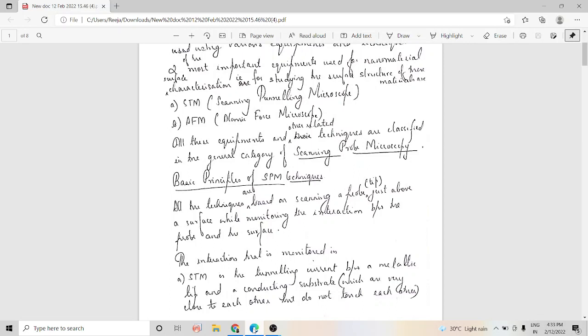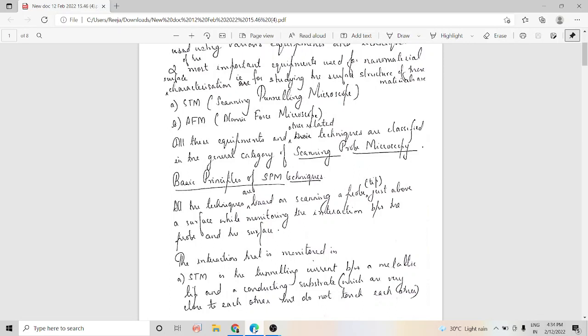Now these equipments, STM, AFM, and all these are based on a general technique called scanning probe microscopy. So what is the basic principle of a scanning probe microscopy technique? Scanning tunneling microscope and atomic force microscope are all based on the scanning probe microscopy technique.